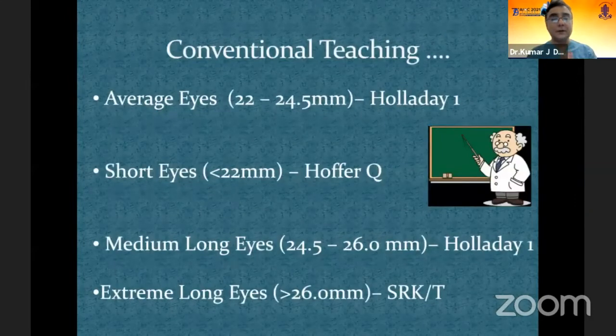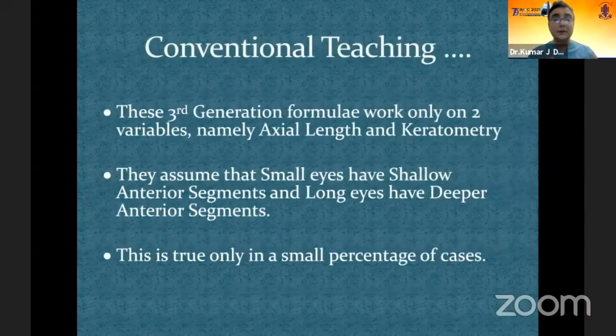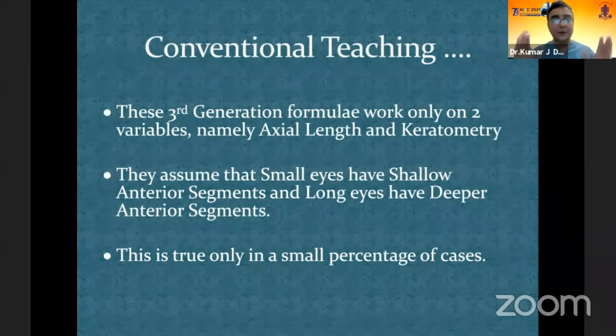When it comes to conventional teaching, for average eyes, which is 22 to 24.5, we normally used the Holladay 1. For short eyes, it is the Hoffer Q and the Holladay 2. For medium-long eyes, 24.5 to 26 and above, we have the Holladay 1. And for extremely long eyes, the SRK/T really works. So this is our conventional teaching. Then the third-generation formulas came into action, with variable axial length and keratometry. They assume, as used to happen in older times, that when you measure a small eye, it presumes that a small eye has a shallow anterior chamber and a long eye has a deep anterior chamber. This is what it actually did as a calculation.